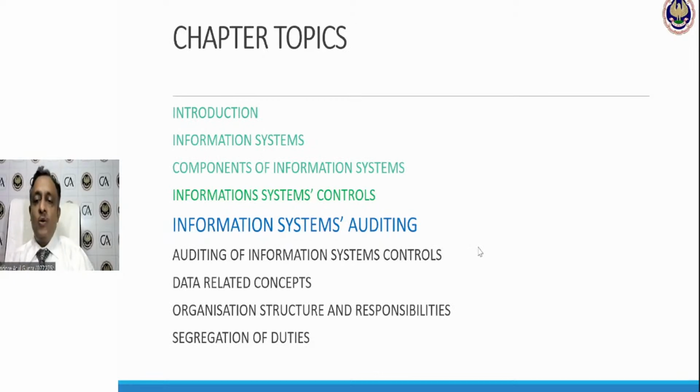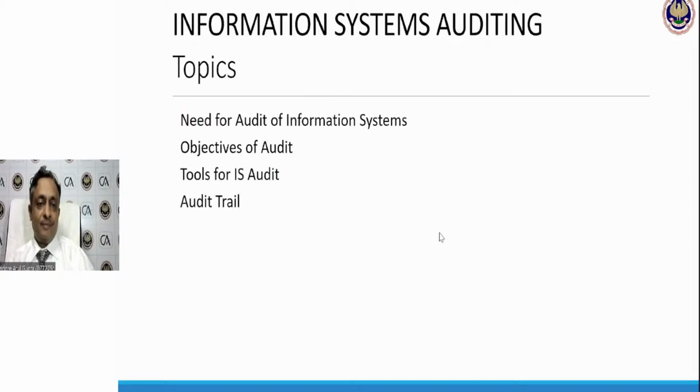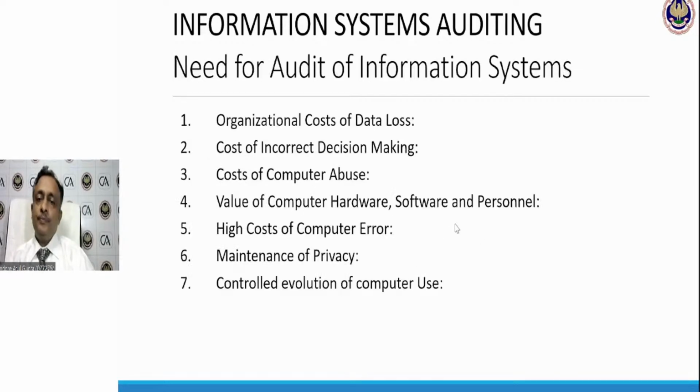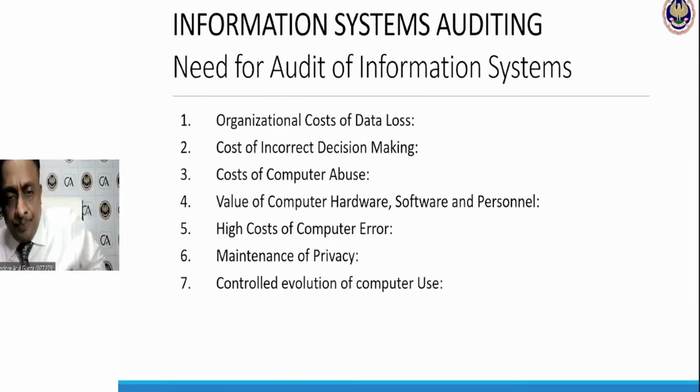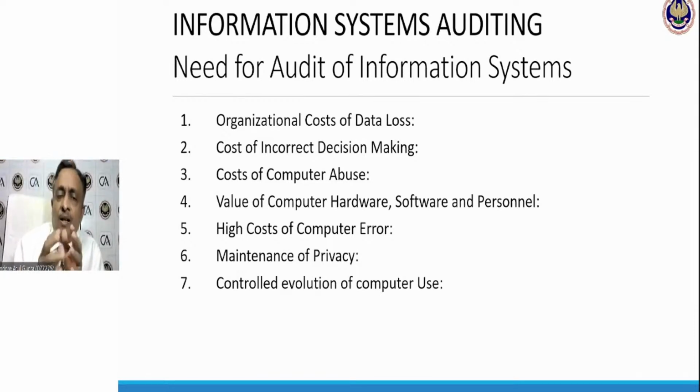Now coming to information systems auditing: need for audit, objective, tools of IS audit and audit trail. This is why you need an information system audit, so this is very important. I'm putting this question back to you. Audit by its nature, its intent, is what? Preventive, detective, or corrective? I'll read the answer, but I want you to tell. Audit by nature is what?